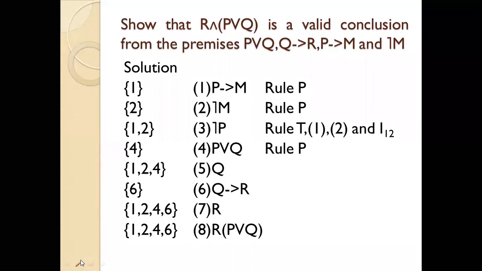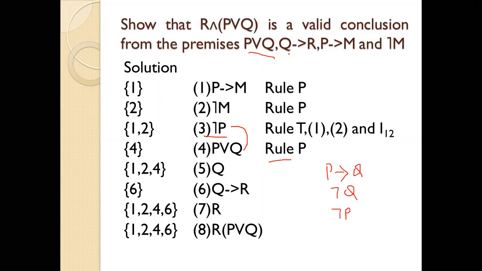This is identity number 12. Identity 12 I am going to write over here. If you have P implies Q and negation of Q, then your result will be negation of P. Now P or Q, this is rule P. Okay, and then you will have the value as this Q from these two statement number 3 and number 4.